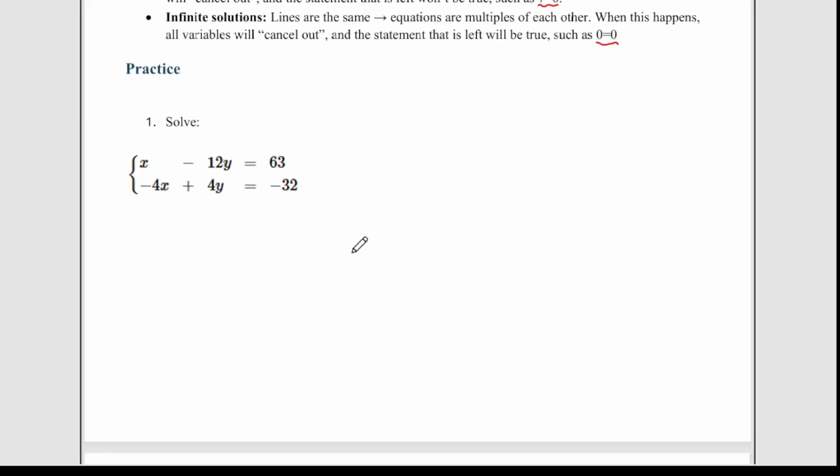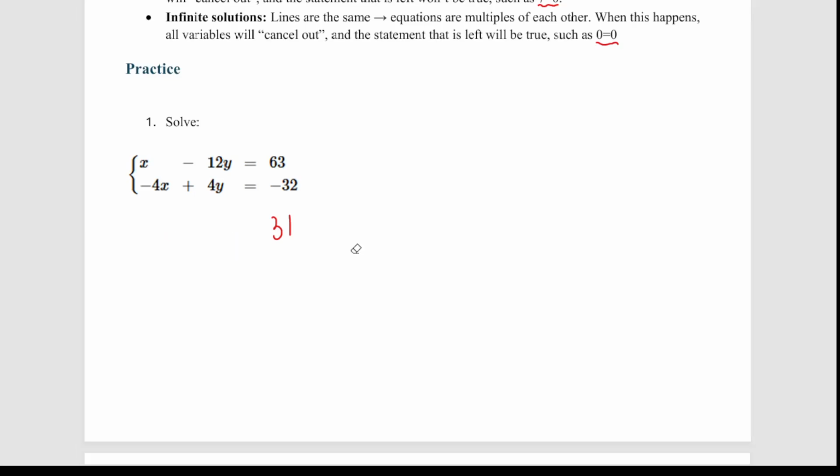So let's take a look at an example that's just a little bit trickier, because this time, if I were to add straight down, nothing's going to eliminate. What do I mean by that? If I add straight down, I would get what? Negative 3x minus 8y is equal to 31. That doesn't help me. Nothing has eliminated.